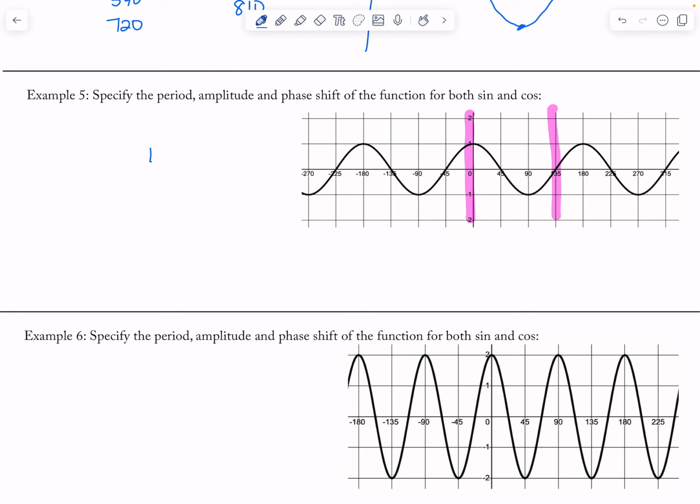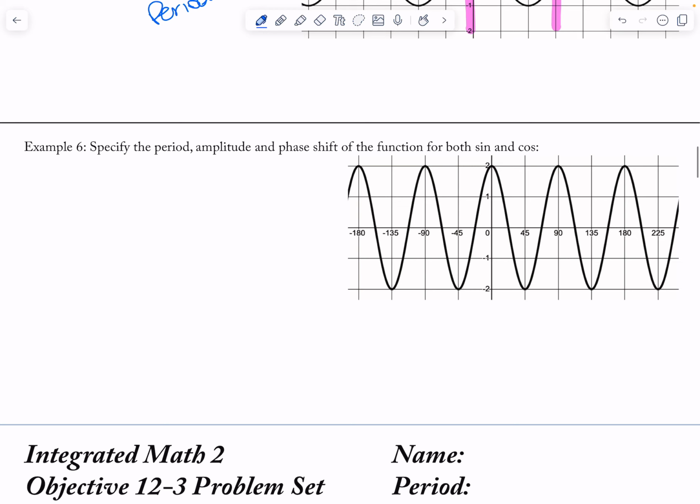So here to here. So then my amplitude is 1, and then my period is 135 degrees. And then here, I can start on 0, so 90. So period is 90 degrees, and my amplitude is 2. And that is it for this lesson.